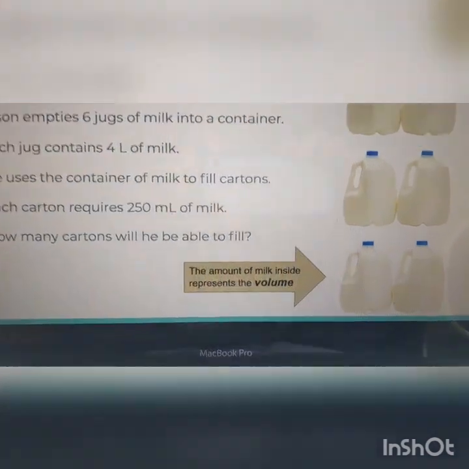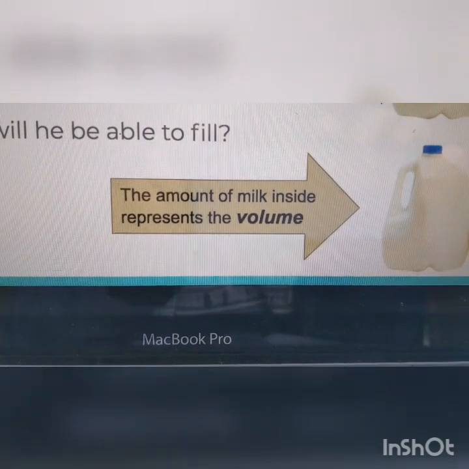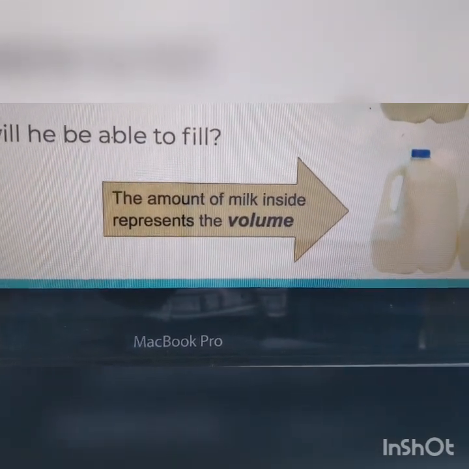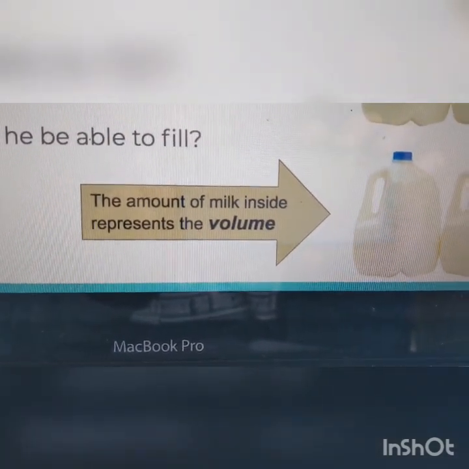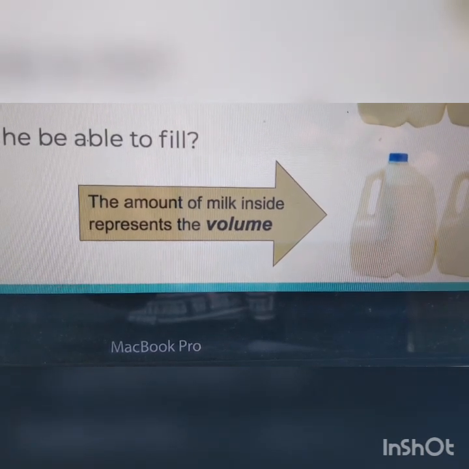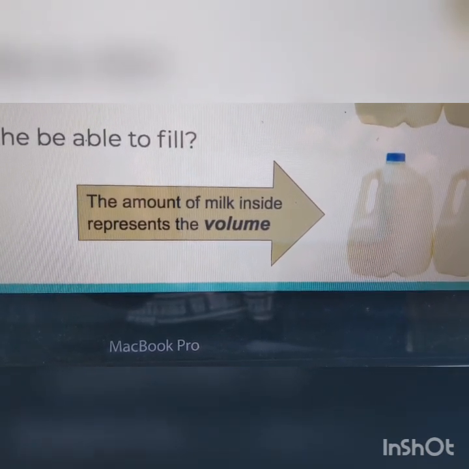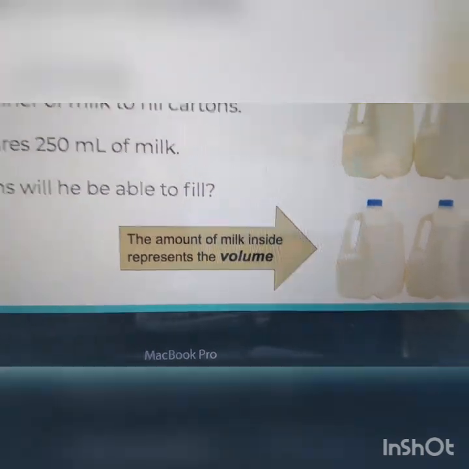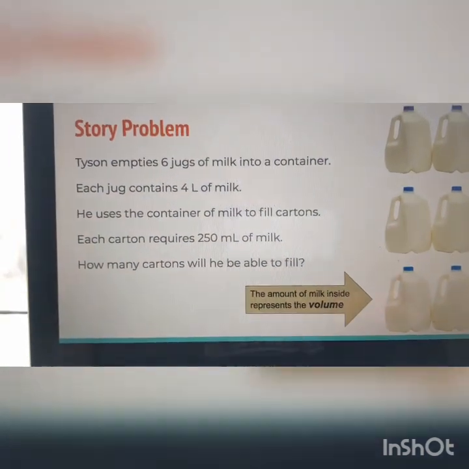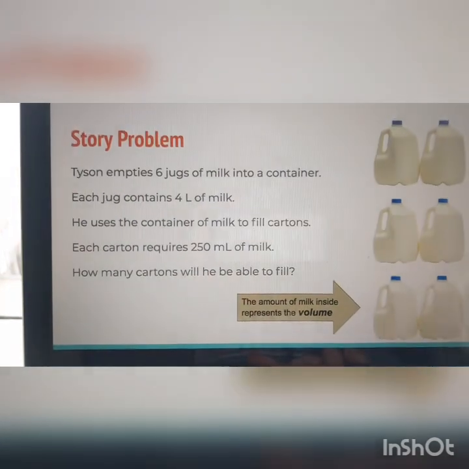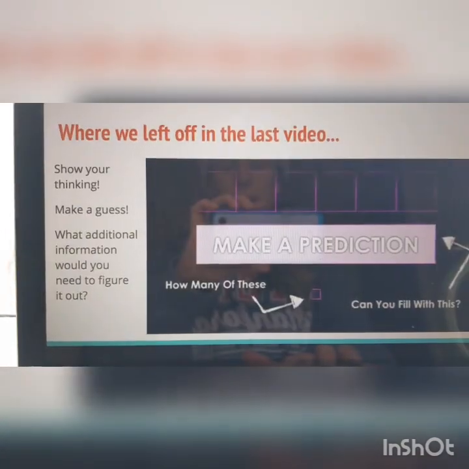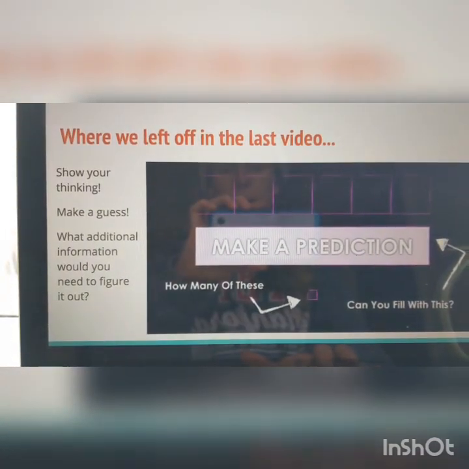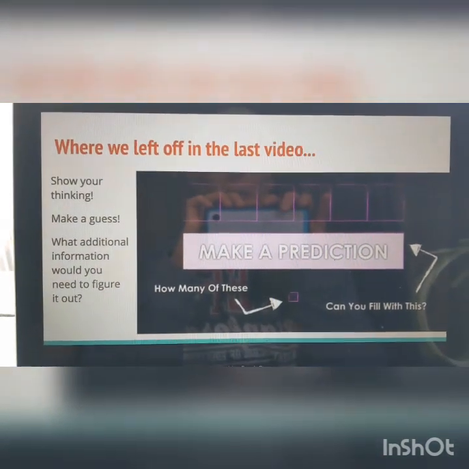Also, I just want to point out that in this story problem, the amount of milk that's inside each of the jugs of milk or the cartons is representing the volume. So we're starting to think about volume even if we're not using that word yet. All right, we're going to take a chance now to look at what we saw in the last video. So this is where we left off.